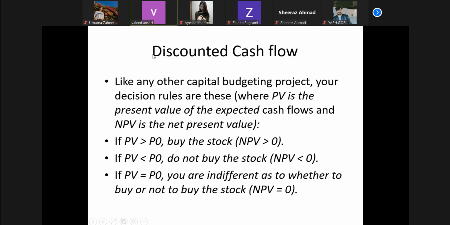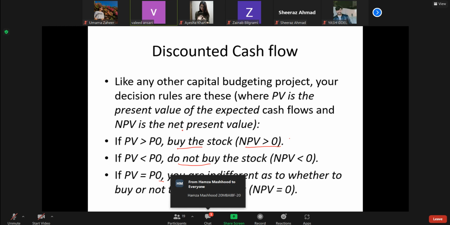Like the capital budgeting, I have already explained to you. The same thing is explained in my slide: if the present value is greater, the NPV is positive, we should buy the stock. If it is not positive, we should not buy the stock. The same thing used in capital budgeting can also be applied in the valuation of equity stocks. When you buy the stock, it will be a cash outflow, and when you receive dividends over the period of time, that will be cash inflow.